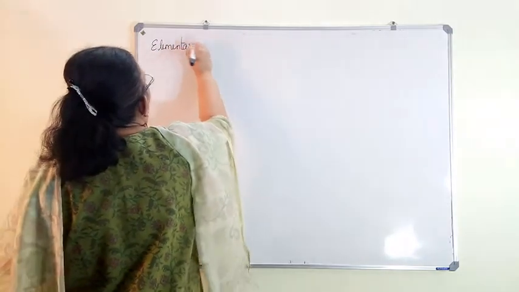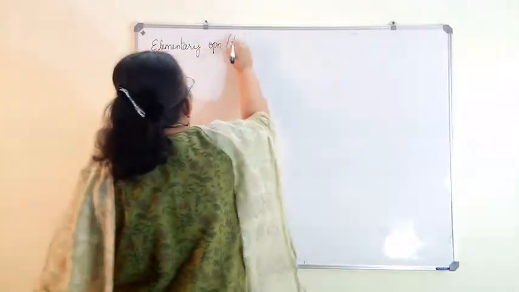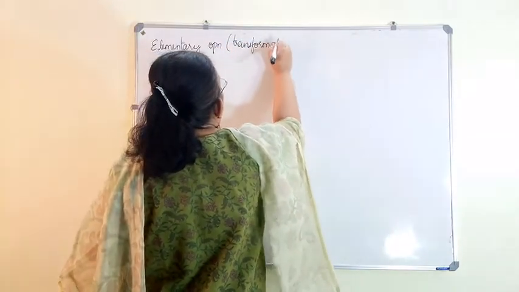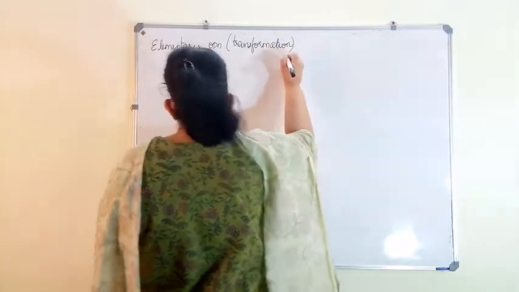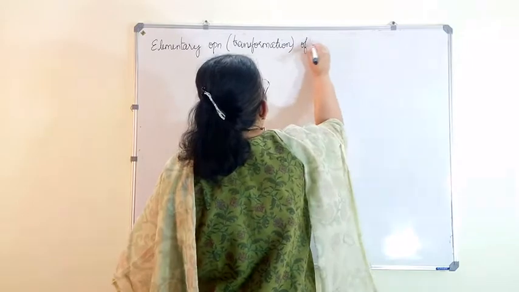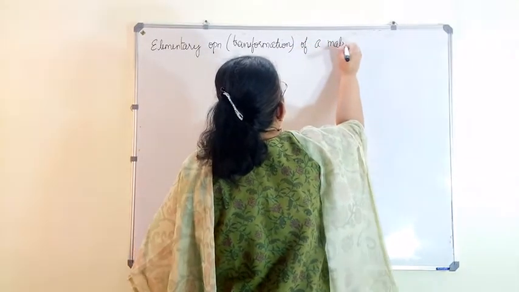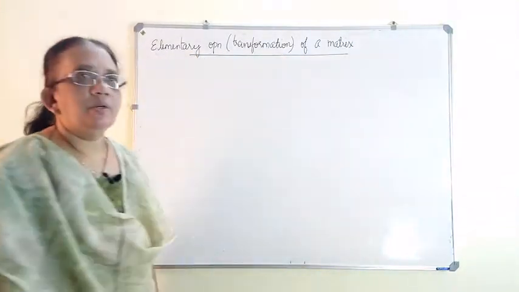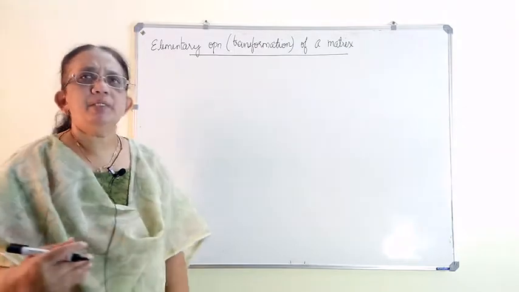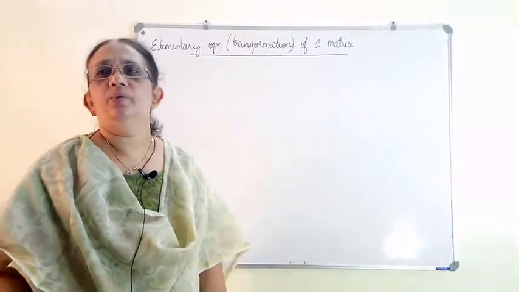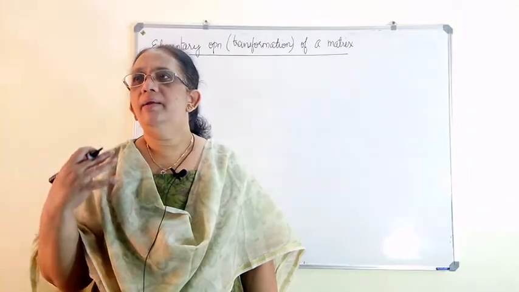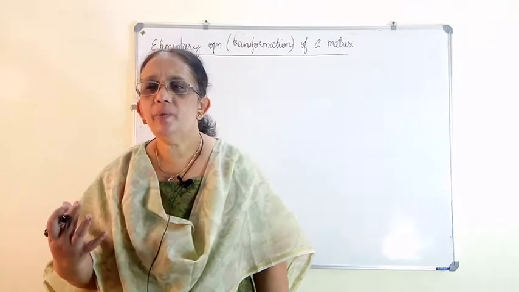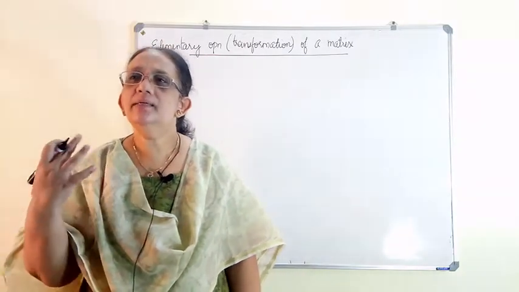Elementary operation, or it is also called transformation. Transformation of a matrix. Now, transformation means changes that you can make for a matrix, and in a matrix you have rows and columns. So that means the changes, transformations you are making for the rows and columns.